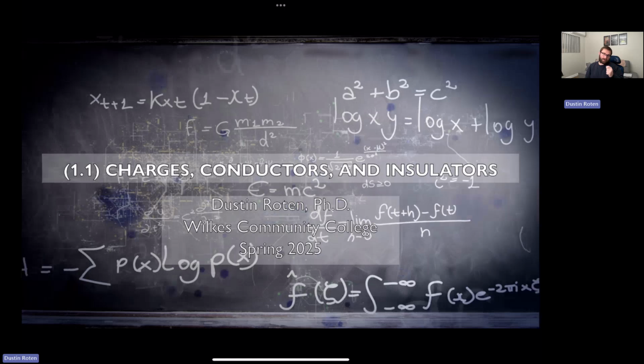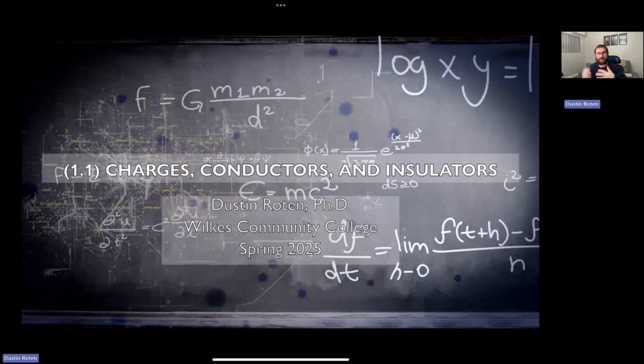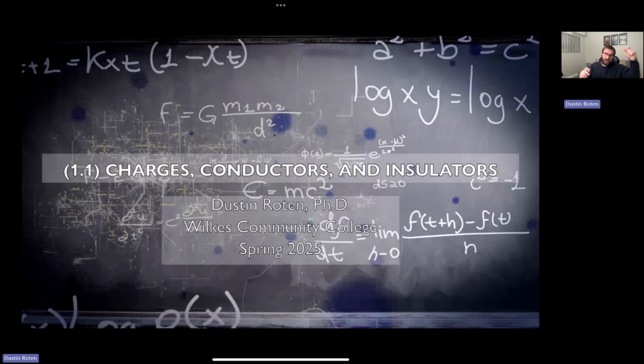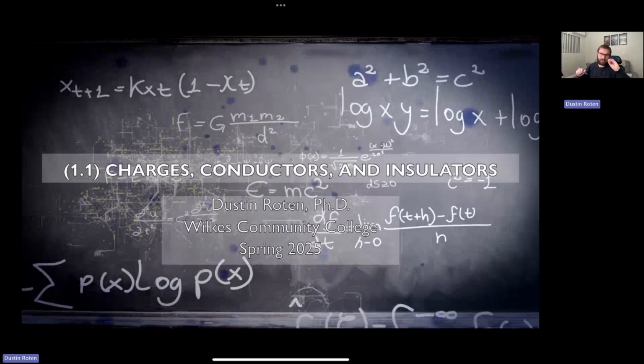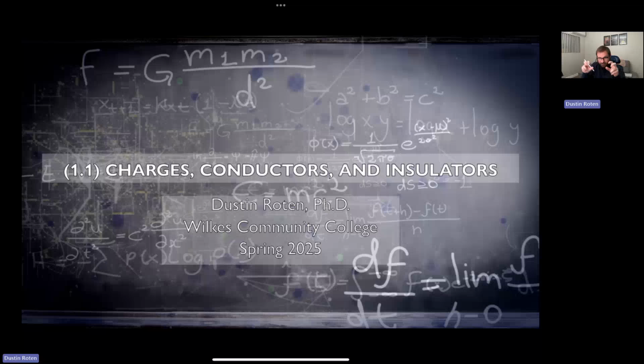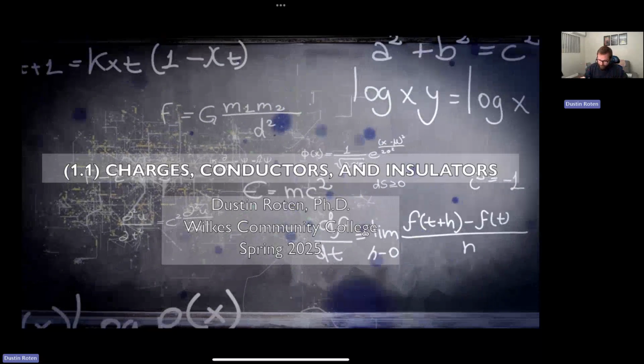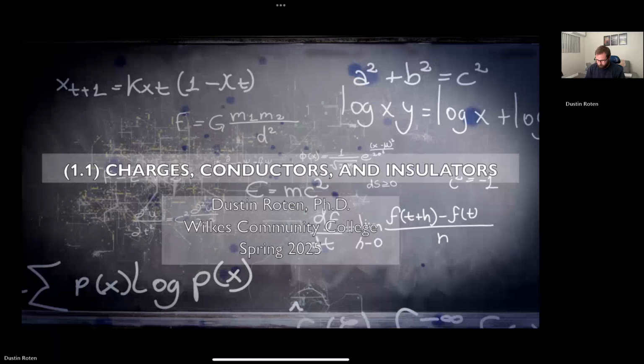Anyways, we're going to start talking about charges and conductors and insulators. Basically, what are charges? How are they formed? What counts as a charge? And then what can you put them on, a conductor and an insulator, right?